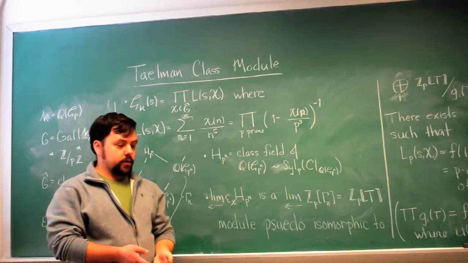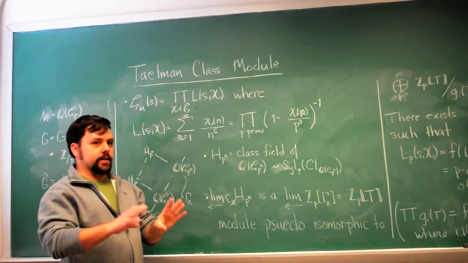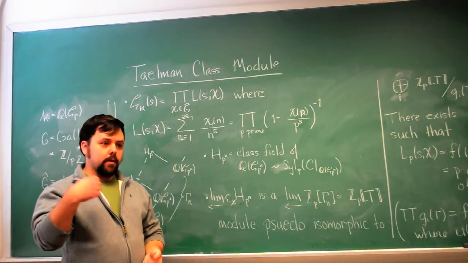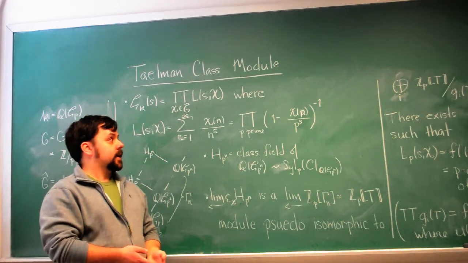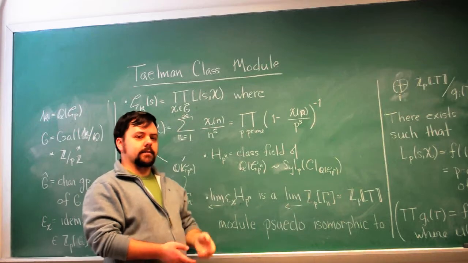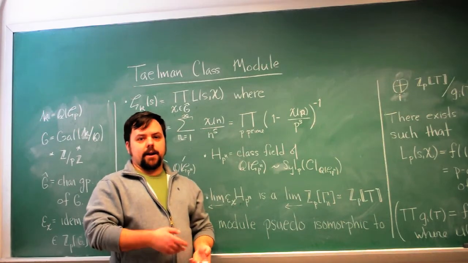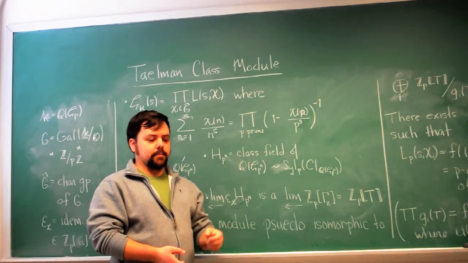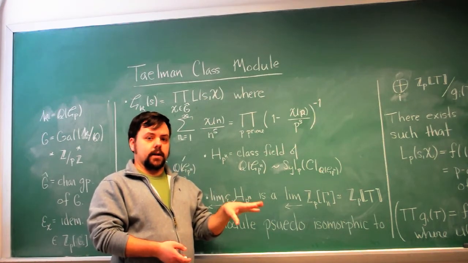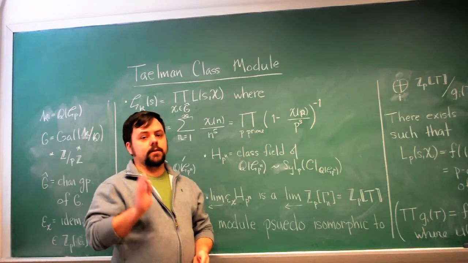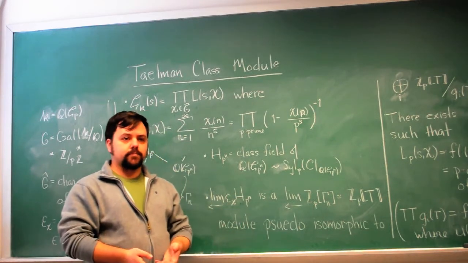Again, both of these expressions make sense for all s whose real part is greater than 1, but they can be analytically continued meromorphically to the entire complex plane. In fact, L(s, chi) is an analytic function on the entire complex plane, except when the character chi is the trivial character. That's the only time it has a pole, a simple pole at s equals 1.